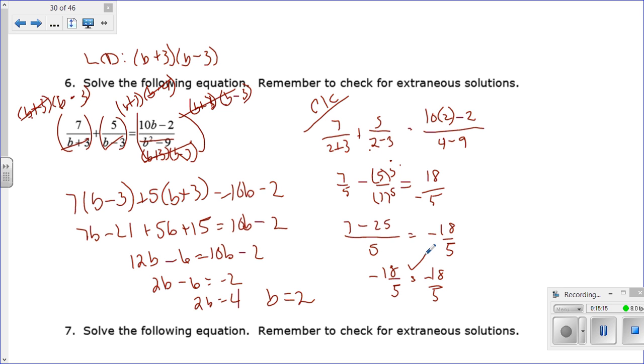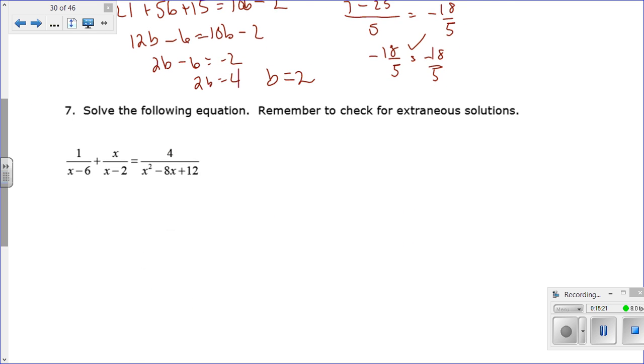Oh, and aren't we lucky there? That one worked out. All right, here we go. We're in the home stretch. This is the last one we have to do.